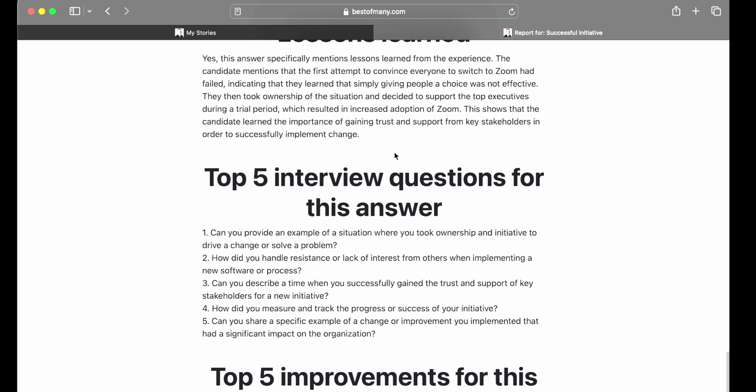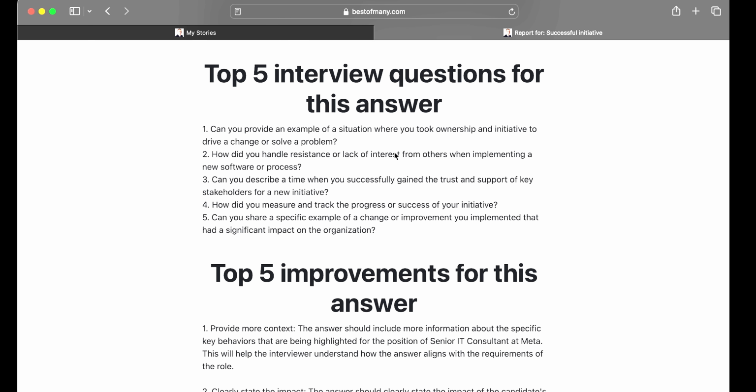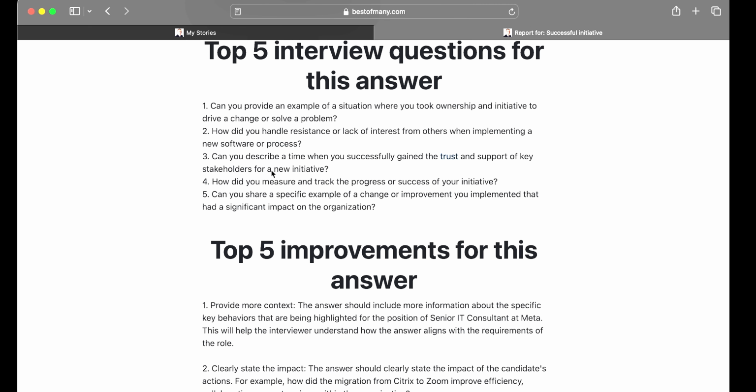What would be the top 5 interview questions for such an interview answer? So, can you provide a situation where you took ownership? So one would be ownership, and how do you handle resistance or lack of interest from others when implementing a new software or process? So how did you convince someone of something? These are possible interview questions. There are plenty of them.